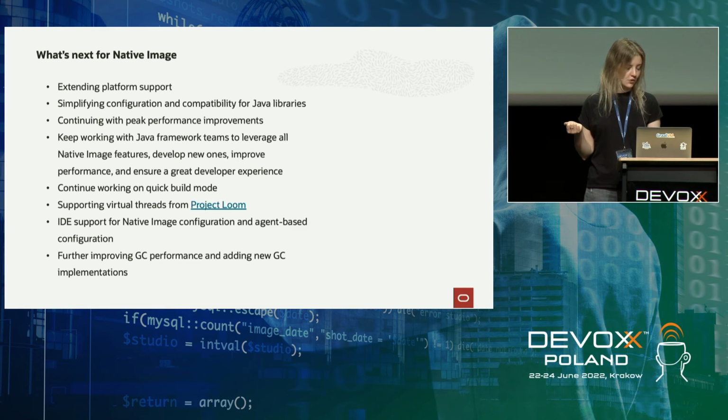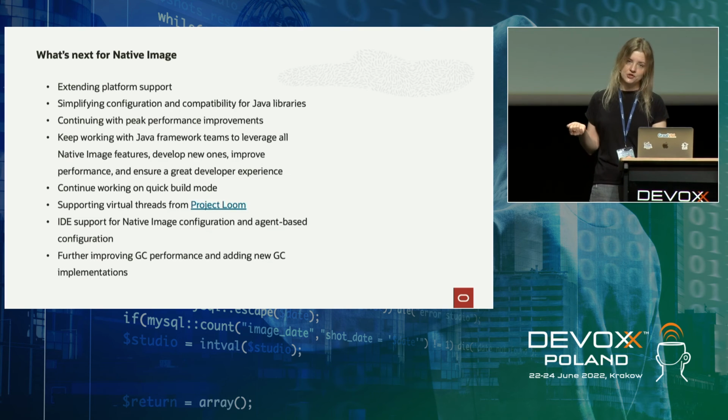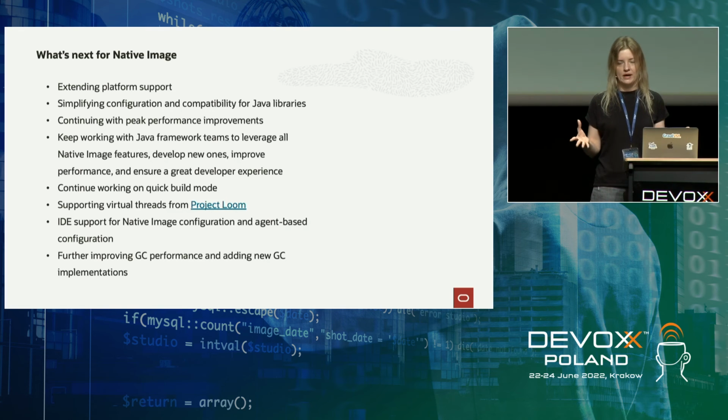Now, a couple of things. What is next for native image, and what are the next things that we will be working on? One thing is we want to extend platform support, make sure we offer full support on all the possible platforms. Another thing is we care a lot about making sure that the Java libraries in the ecosystem are compatible with native image, and we want to make sure that the compatibility and configuration for Java libraries are as easy as it gets for native image. That is one of the things we are working on, in particular with various folks in the JVM ecosystem.